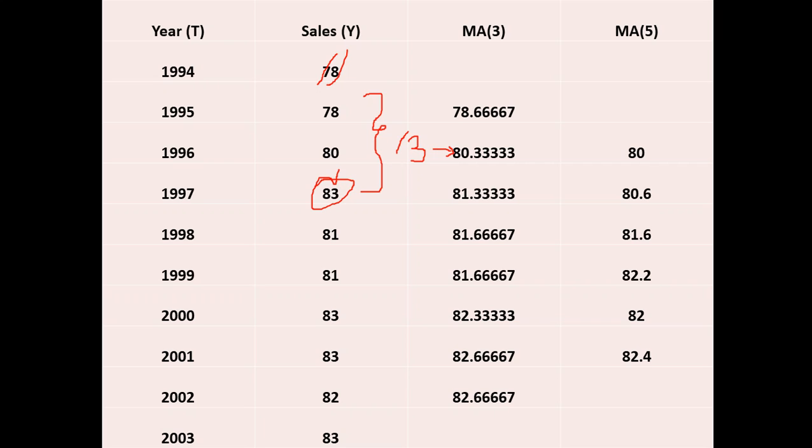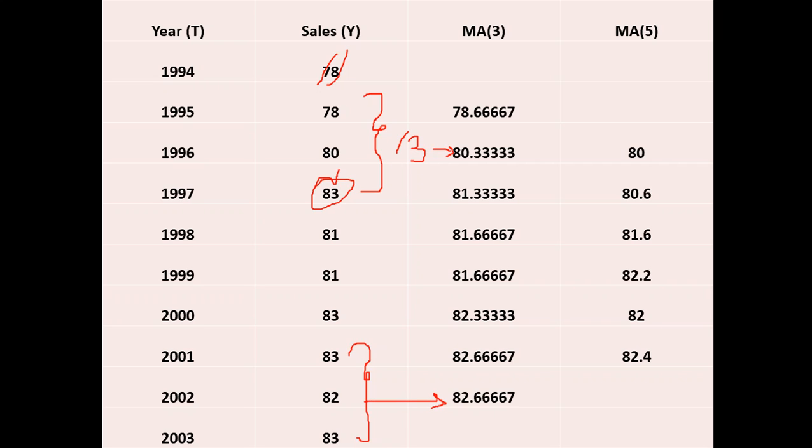And so on. In every moving average of order 3, I'll drop the first observation and I'll add the next observation, and so on to reach the final. Here I'll add 83 plus 82 plus 83 over 3 and I'll put the result here in front of 2002.